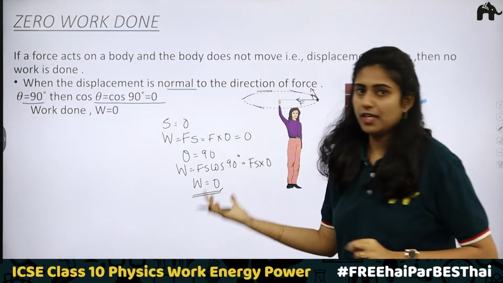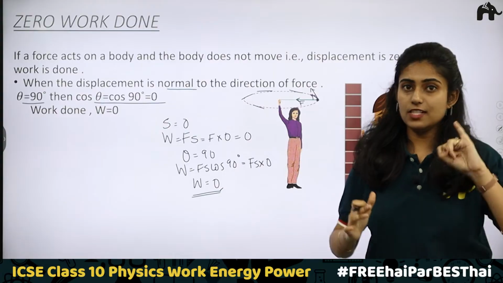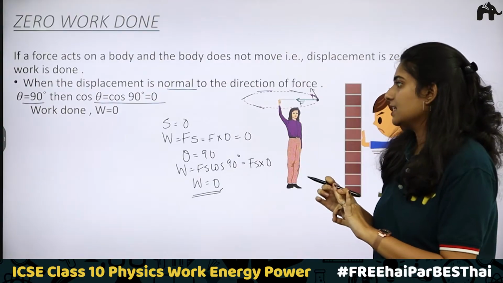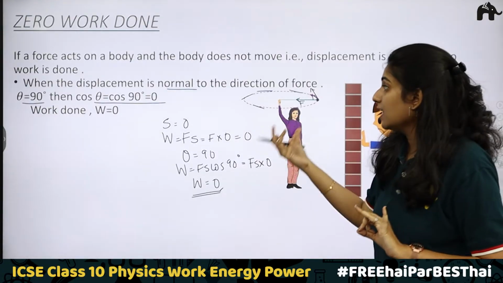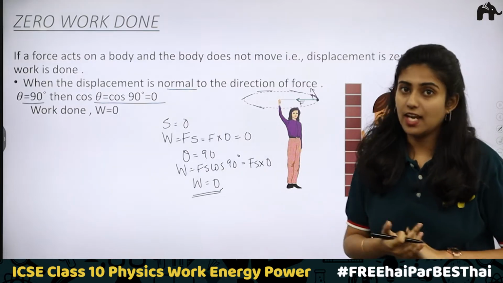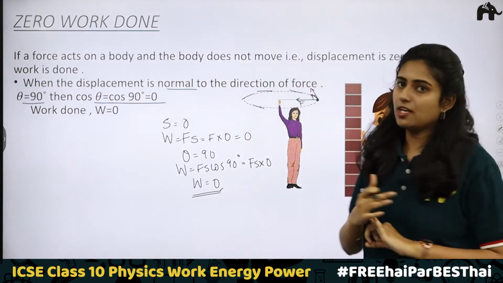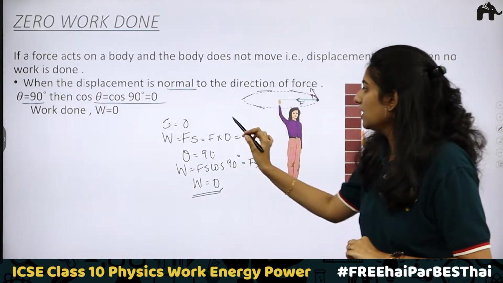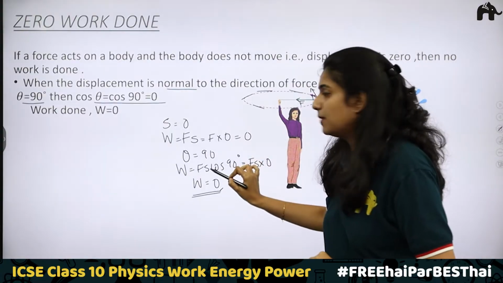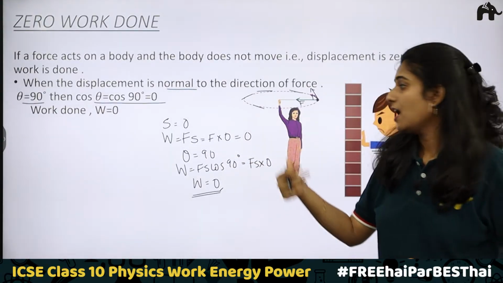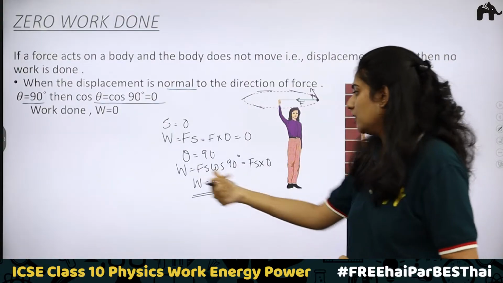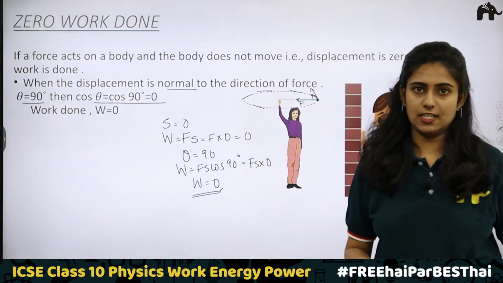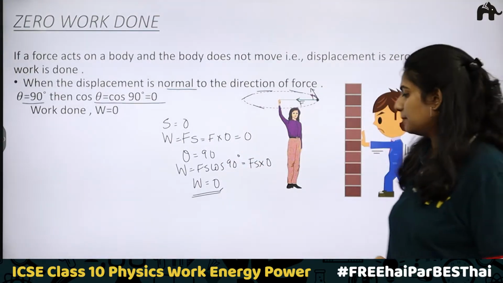So, there are two cases where we get zero work done. The first case is when there is no displacement, when displacement is equal to 0. The second case depends on the angle theta, when the angle between force and displacement is equal to 90 degrees. Force and displacement are perpendicular to each other. In both these cases, we will get work done 0. We know that work done depends on force, displacement and the angle between the force and displacement. Either force should be 0 for work done to be 0, or the displacement should be 0, or the angle between force and displacement should be 90 degrees. Okay, we'll take another example.